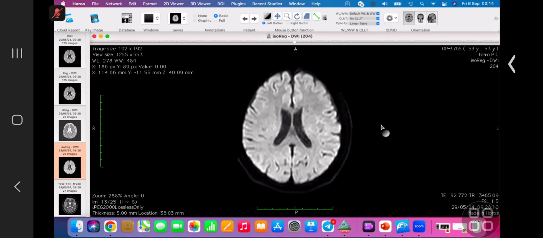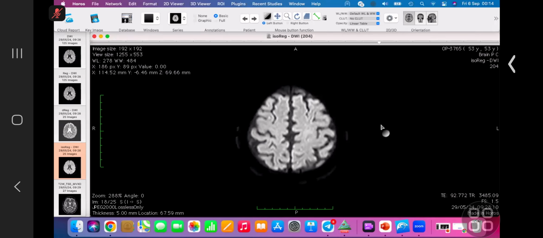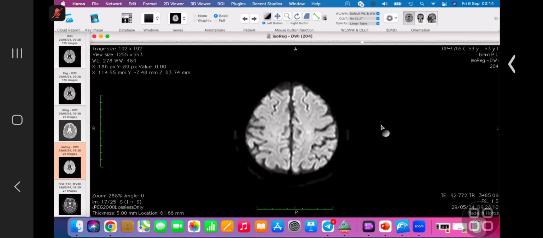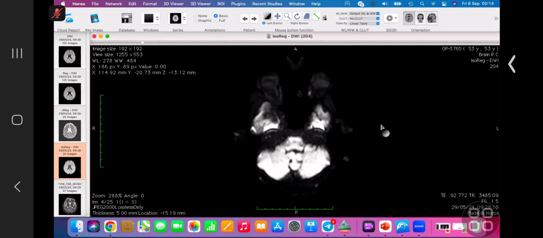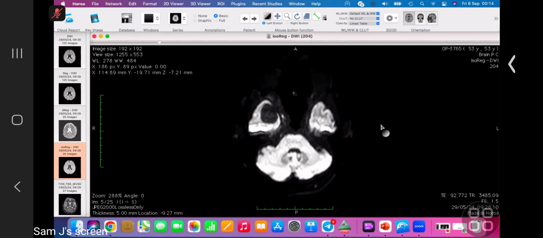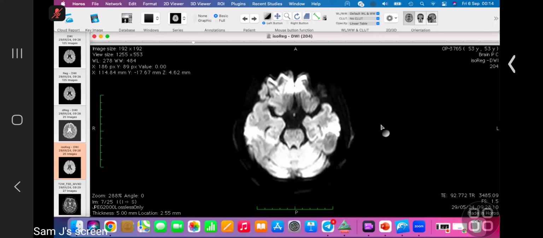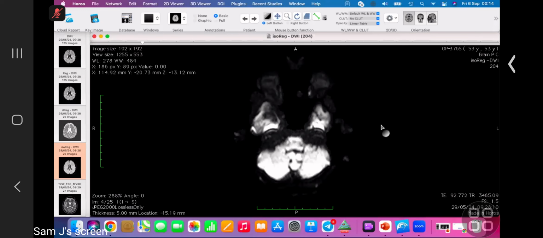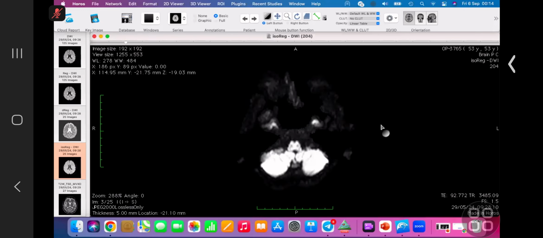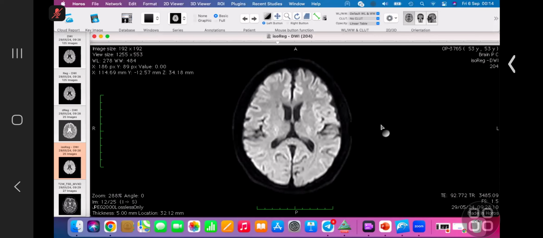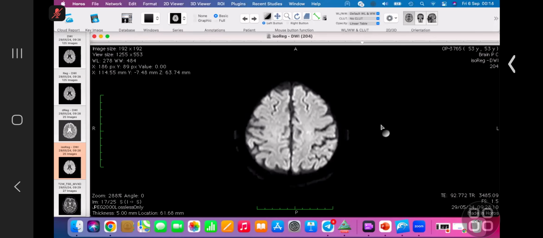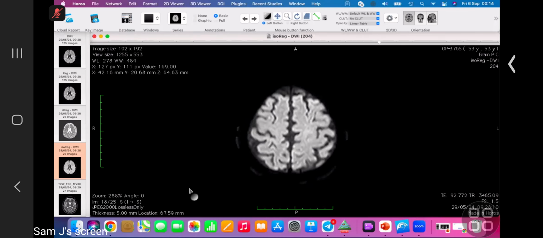I cannot see any area of hyperintense signal in this DWI sequence. However, I can see that there is a well-defined hypointense lesion within the right temporal lobe. In my routine practice, I also want to review the other sequences for characterization of this lesion. I cannot see any similar lesion in the left temporal lobe, and also no similar lesion in the rest of the brain parenchyma. Okay, have a look at the FLAIR images. That's the T2 FLAIR.